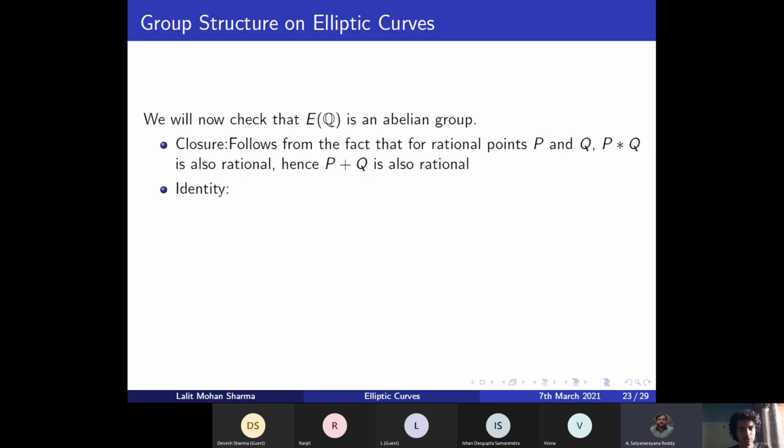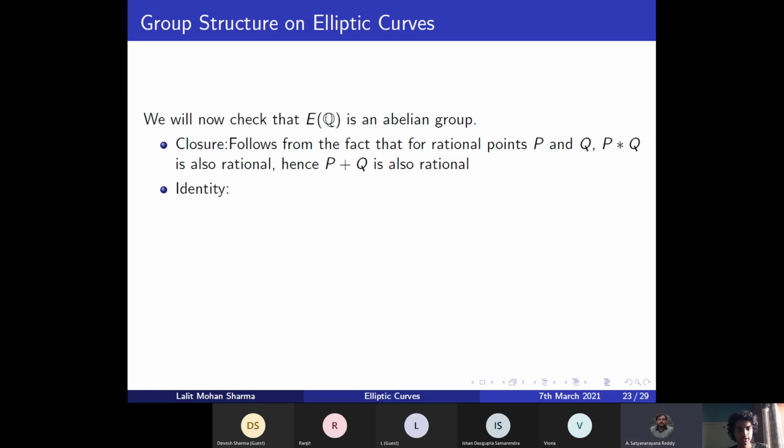So we proved that if P and Q are rational points, then P plus Q is also rational, which basically means that the set of rational points is closed under addition. Addition is just again P plus Q is P star Q star O. Now the existence of identity: you basically need some point Q such that P star Q star O is P, right? Then Q would be the identity.